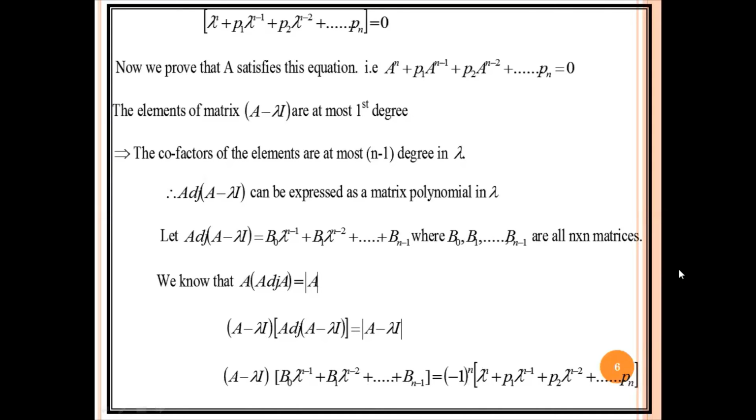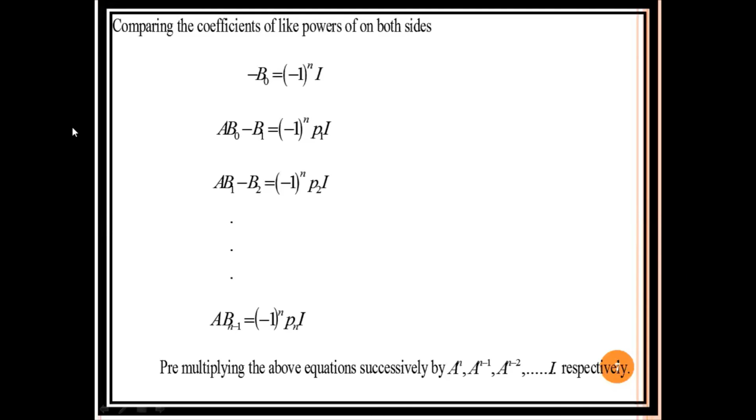Now, next, compare the lambda to the power of n minus 1 coefficient. We are comparing the coefficients of like powers on both sides. First we compare the lambda to the power of n coefficient on both sides, after that the lambda to the power of n minus 1 coefficient on both sides. On the left side we get two terms. On the right side, directly, (minus 1) to the power of n into p1 into I.